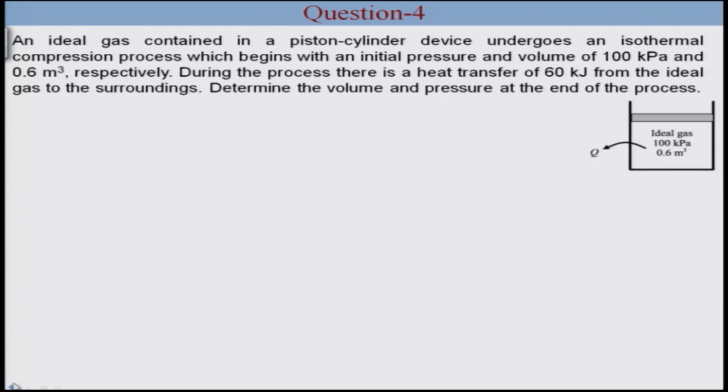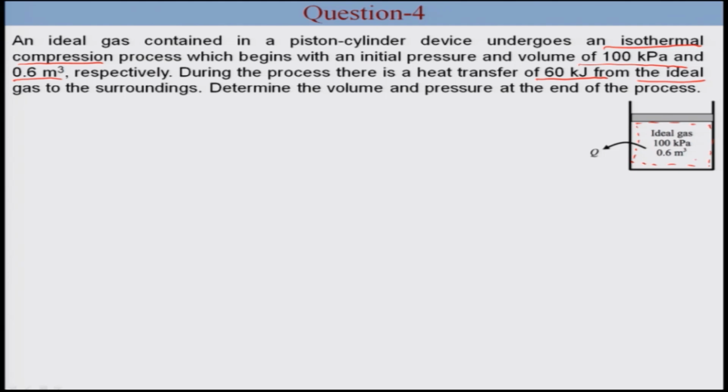An ideal gas contained in a piston cylinder device undergoes an isothermal compression process, which begins with an initial pressure and volume of 100 kilopascal and 0.6 meter cube respectively. During the process, there is a heat transfer of 60 kilojoule from the ideal gas to the surroundings. Determine the volume and pressure at the end of the process. So here is the air compressed in this piston cylinder device. So this is the boundary of our system.